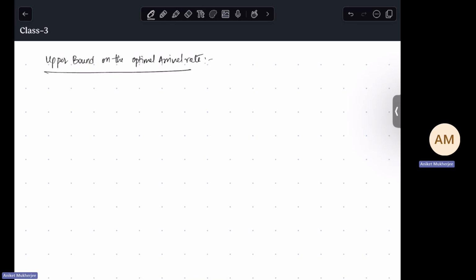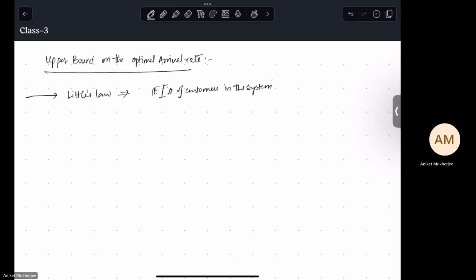So let's write everything clearly once again. Today, first I want to state Little's law. Little's law states that the expected number of customers in the system is equal to the arrival rate times the expected waiting time, right? So what this means is L(lambda, mu). Here I'm writing L as a function of both lambda and mu because that is more generic.